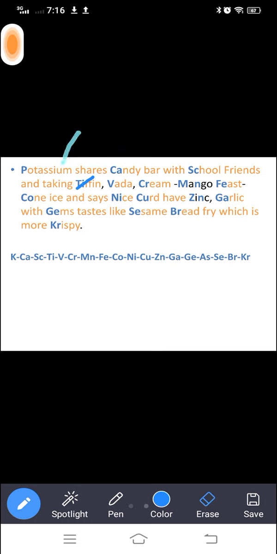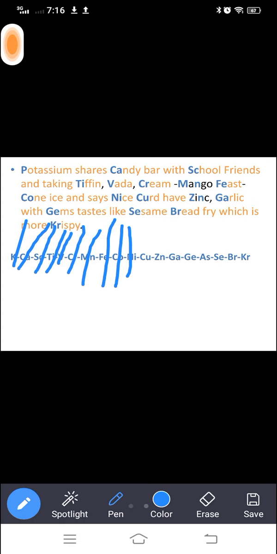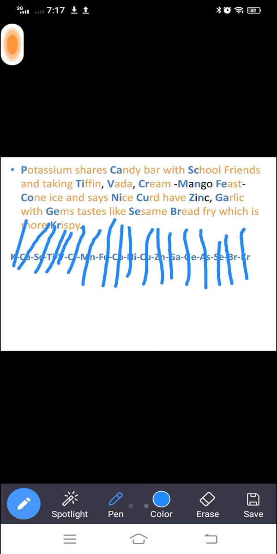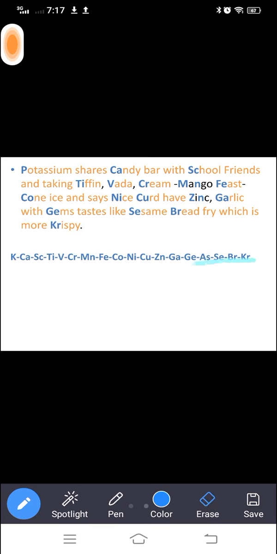And continuing, garlic with germs, it tastes like sesame bread fry, which is more crispy. Yeah, generally bread fry will be crispy. Now we see the elements which are highlighted. Potassium K, Ca calcium, Sc scandium, titanium, vanadium, chromium, manganese, iron, cobalt, nickel, copper, Zn zinc, Ga gallium, Ge germanium, As arsenic, Se selenium, Br bromine, Kr krypton, which is highlighted in the story also.